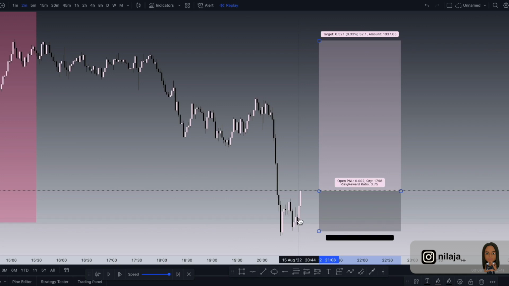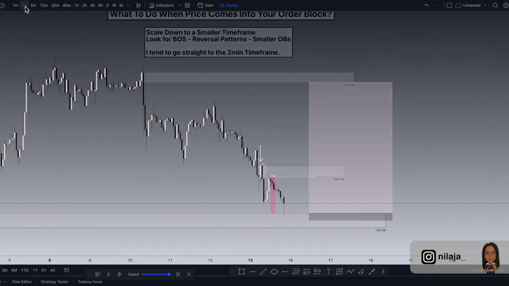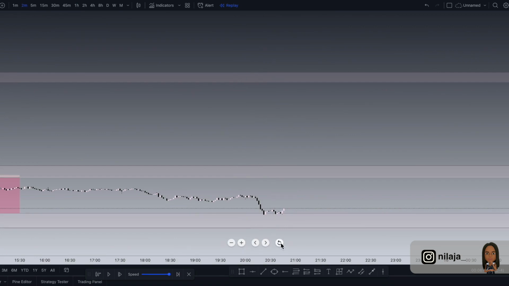I'll put my stop loss underneath this order block that created since it is now protected. So that is a 14 pip stop loss for 308 pips. Let's stay on the 2-minute time frame just to show you guys how it normally looks.